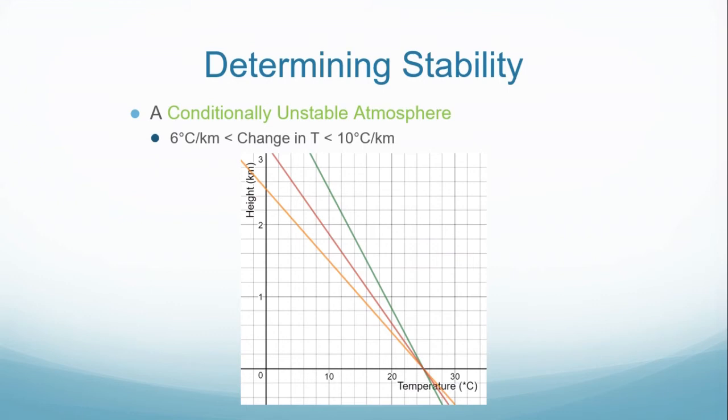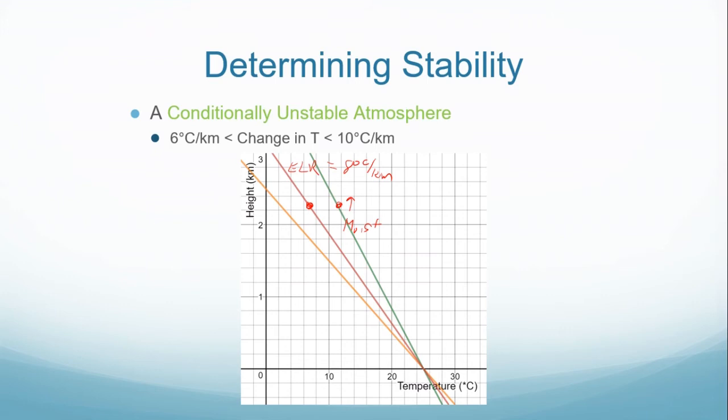So here is a chart showing the graphs that we had before. Our red line is our environmental lapse rate, and we're going to say that that is right in the middle, so 8 degrees Celsius per kilometer. Compare that with your moist adiabatic lapse rate. Well, no matter where you are, the temperature of your moist air parcel is going to be warmer than the environment around it. As a result, your moist air parcel becomes more buoyant. In other words, it becomes more unstable.